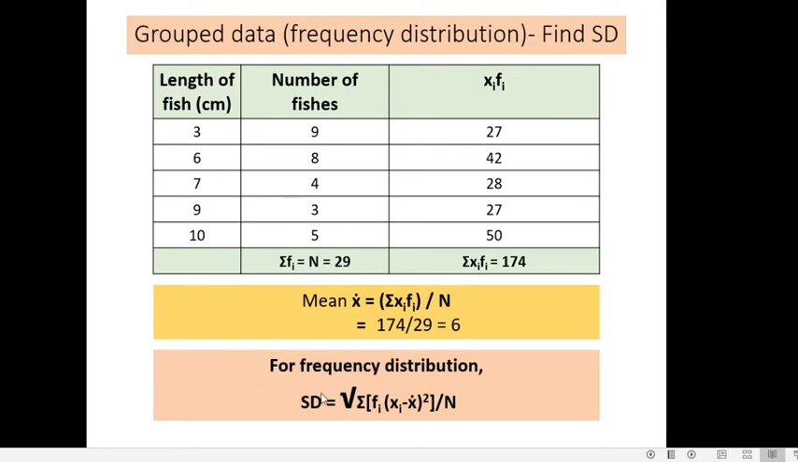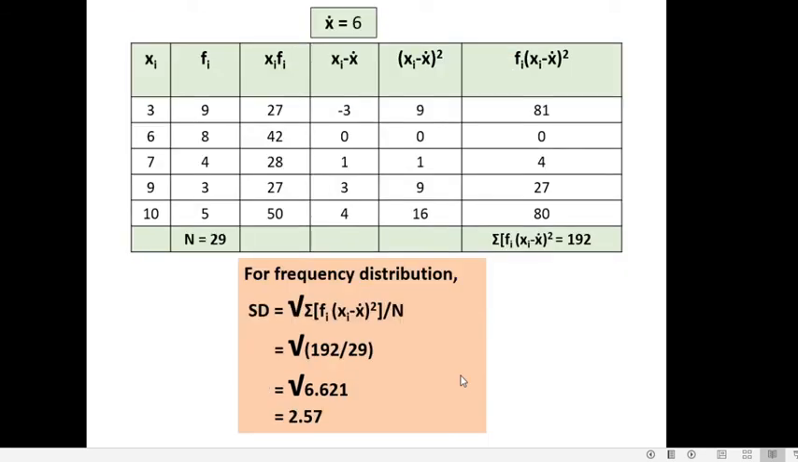So, for a frequency distribution, SD or standard deviation is equal to square root of sigma fi into xi minus x dash the whole square divided by n, or the total frequency. So, we go to the table to see how we calculate it for implementing the formula. First we write out the observations, that is xi values 3, 6, 7, 9, 10. They are the lengths of the fishes. Then frequency, 9 fishes of length 3 centimeter, 8 of length 6 centimeter, like that.